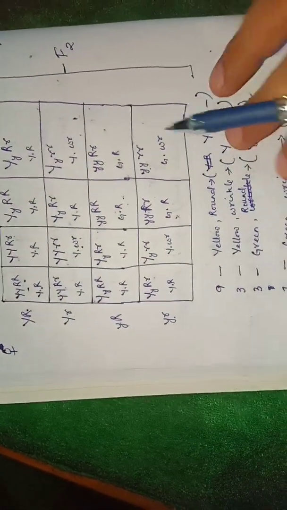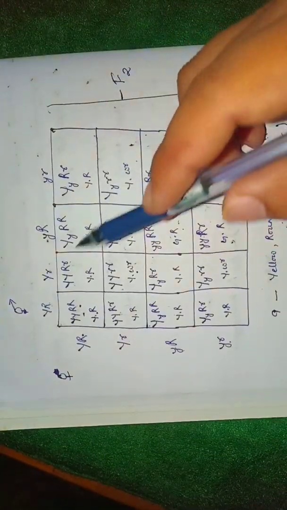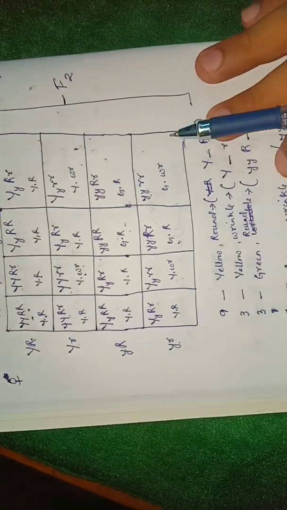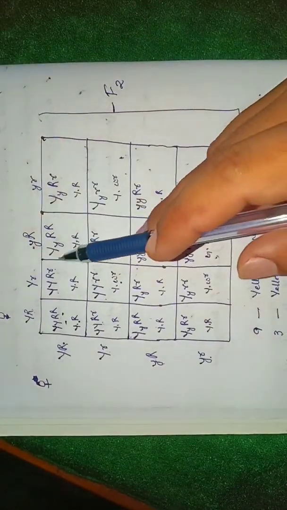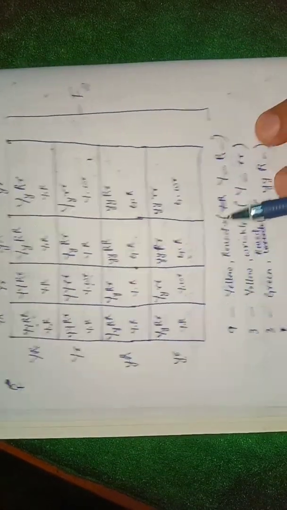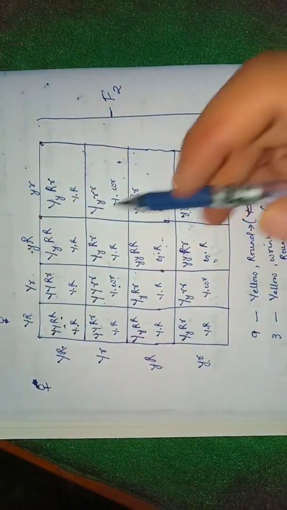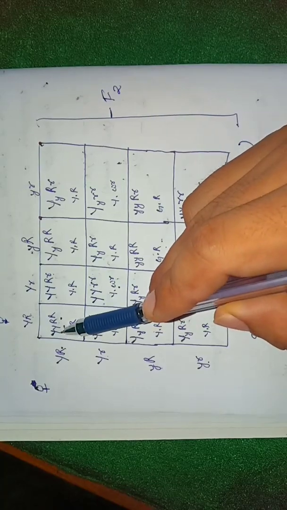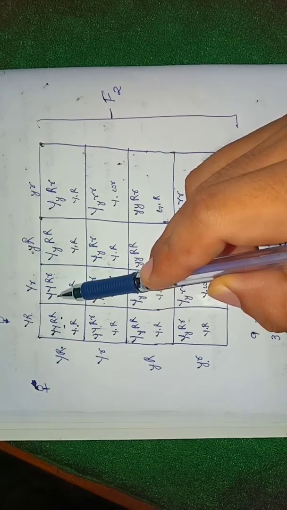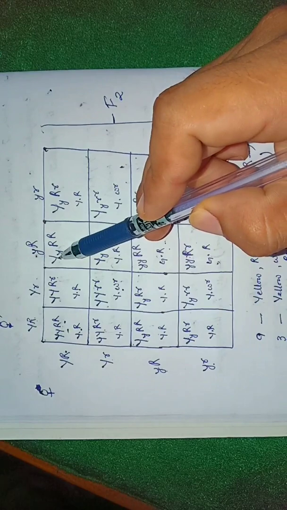Now the individuals that arise by fusion of these are called the F2 generation, and the selfing of the hybrid plant results in 9 yellow round. Now how will we find yellow round? This is Y R. So Y is yellow, R is round. Y is yellow, R is round. Here also Y is yellow, R is round.